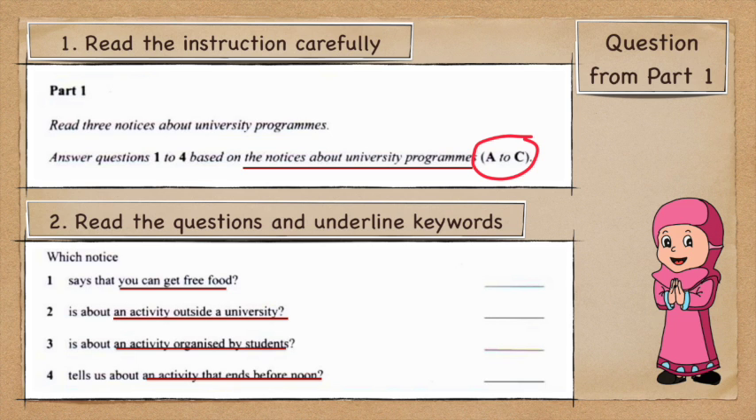Alright. Secondly, read the questions and underline keywords. Okay, so the underlined words are the keywords for each question. So why do you think you need to underline the keywords? Okay, so the keywords help you to identify which notice has the specific information based on the underlined keywords. And you can quickly identify the answers.